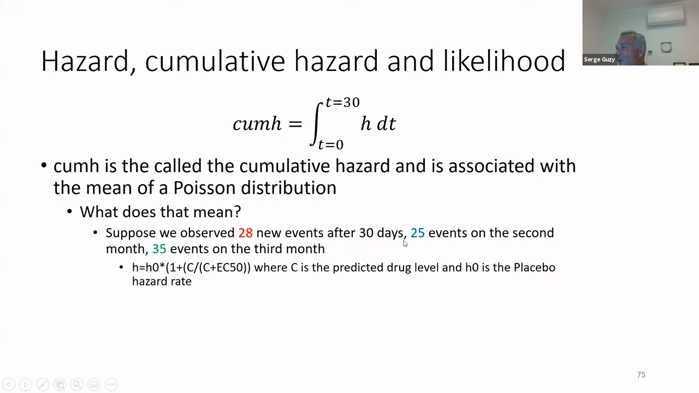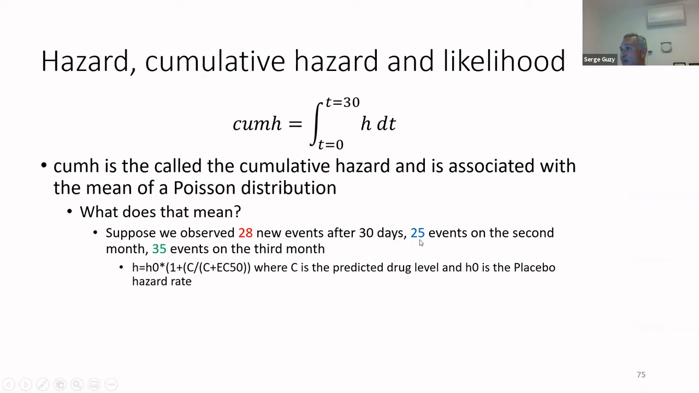Now, once I'm done with the first month, the program forgets about everything and resets the cum-H to 0, and says, okay, now I'm going to see what's happening in the second month. Then it's going to integrate the hazard rate starting at 0 during the second month. And again, it's going to get a cum-H, let's say 29, for a specific H0 and a specific EC50. That's my average, the mean of the Poisson distribution.